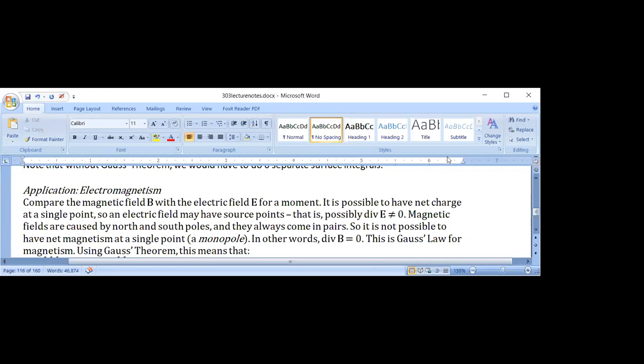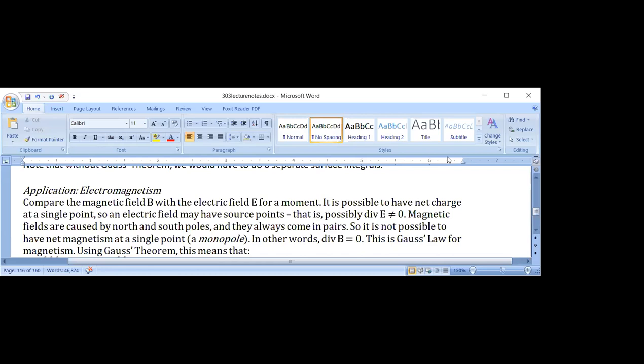charge at a single point. Just say, here's a charge. So an electric field may have source points. When you have a charge, that is like a source point for an electric field. So another way to say that in math is that you could have divergence of E not equal to 0. That's a source point. It comes from the charge.